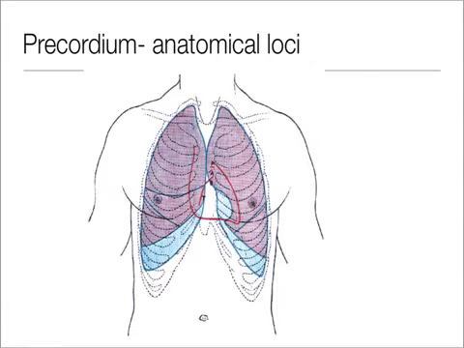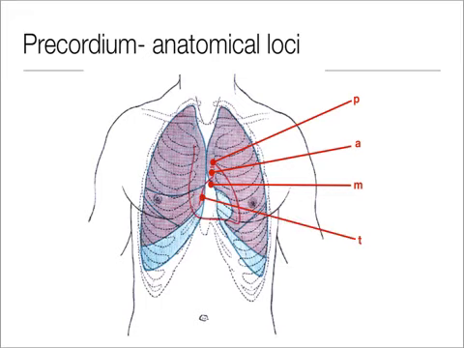So where do you listen? We're going to go through here the anatomical locations of the valves, but this is not where we listen, and we'll go through why we listen where we listen later. But this is where the pulmonary valve is located, the aortic valve, the mitral valve or bicuspid, and the tricuspid valve.